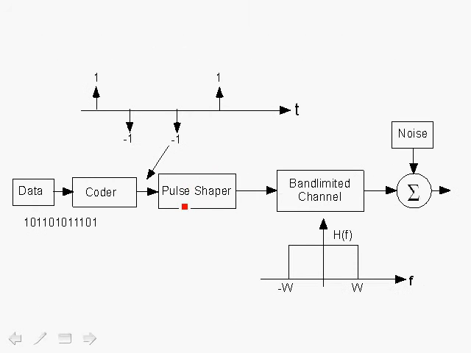So in the case of the pulse shaper, if the pulse shaper has an impulse response which is in fact the sinc function as shown, then the output would be band limited and we will meet our requirement to transmit over a band limited channel.